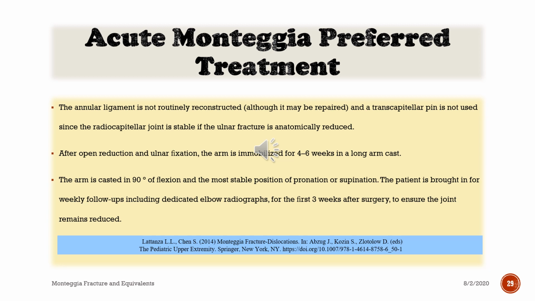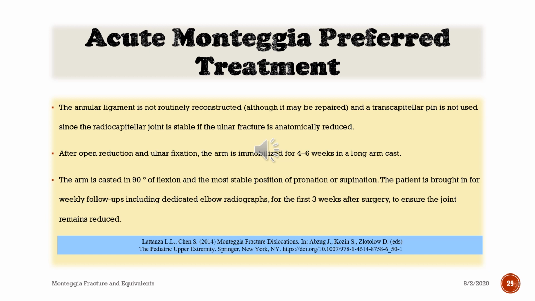The annular ligament is not routinely reconstructed, although it may be repaired, and a transcapitellar pin is not used since the radiocapitellar joint is stable if the ulnar fracture is anatomically reduced. After open reduction and ulnar fixation, the arm is immobilized for 4 to 6 weeks in a long arm cast. The arm is casted in 90 degrees of flexion, and the most stable position of pronation or supination.